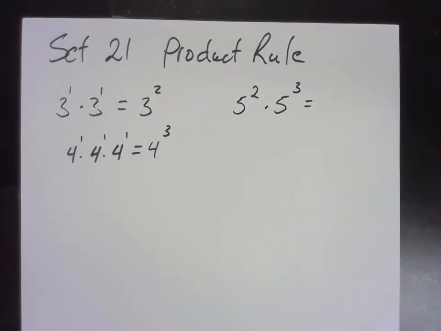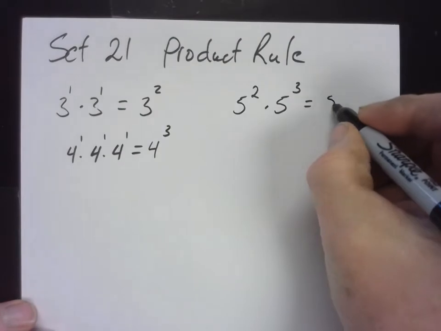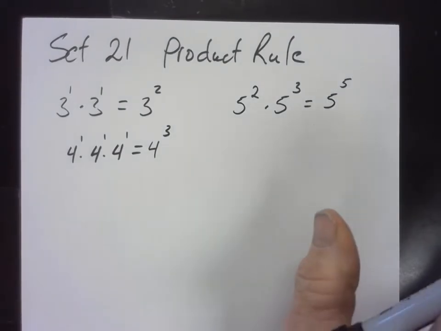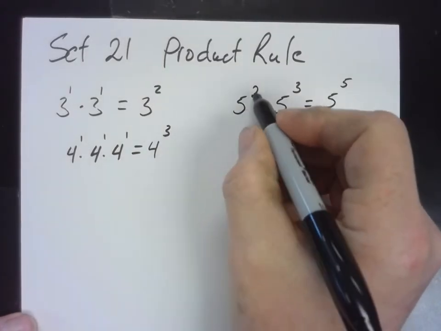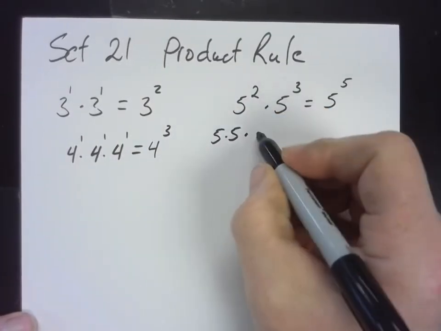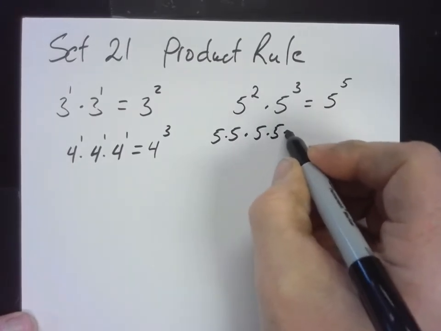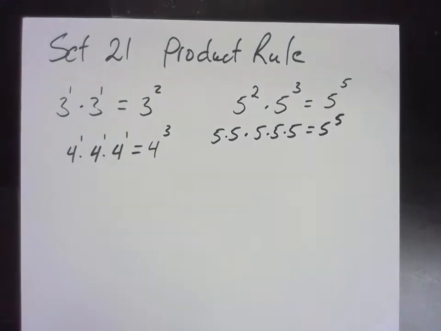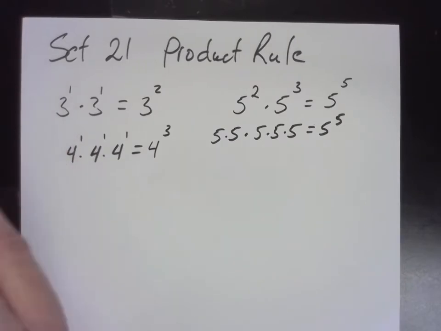okay, so we end up with 5 to what power? The 5th power. And I want this to make sense to you, so remember that 5 squared is simply 5 times 5, and 5 cubed is 5 times 5 times 5, and that's 5 to the 5th power. That's 5 5s multiplied together. We add the exponents up when we multiply. That's the whole thing. That is the product rule for exponents.